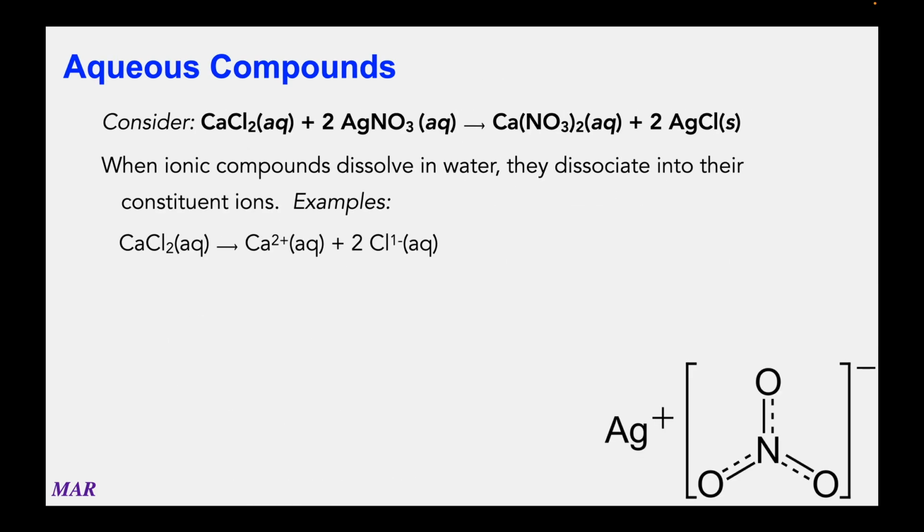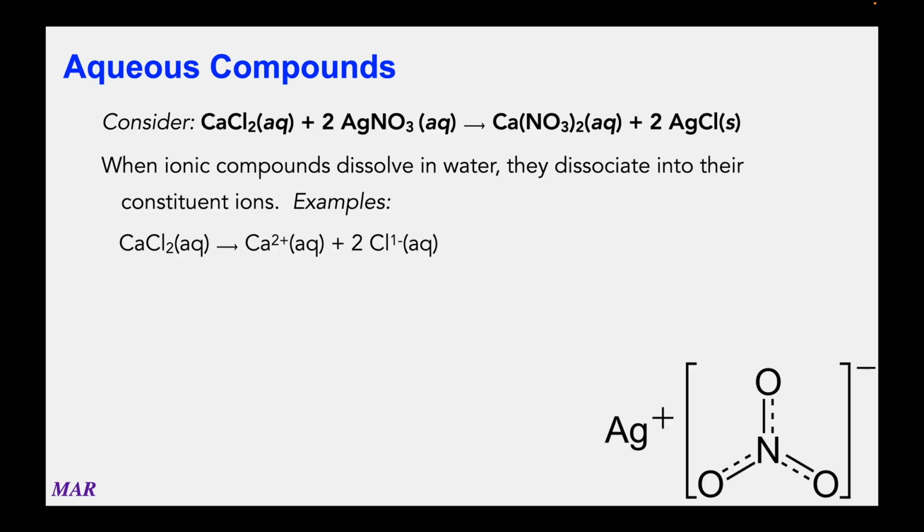Aqueous solutions have an AQ next to them, and aqueous means that it's dissolved in water. So in the top example up there, calcium chloride and silver nitrate are reacting to make calcium nitrate and silver chloride. And notice that three of the four species up there are AQ. They're dissolved in water. Only silver chloride is not.